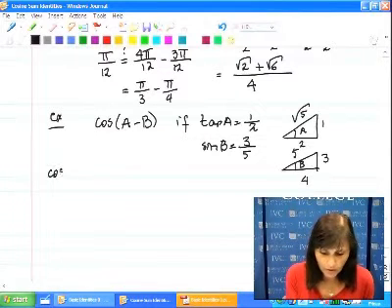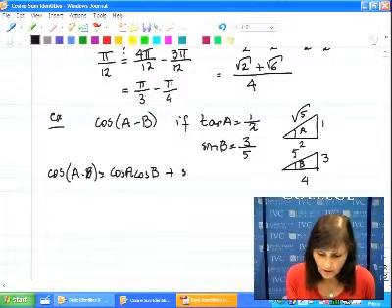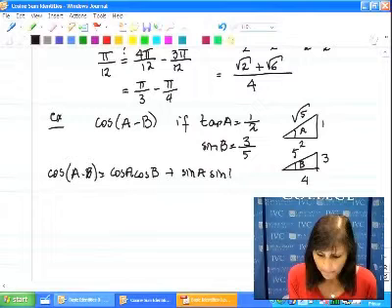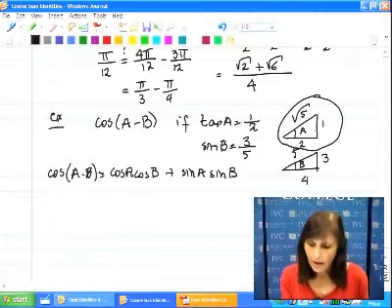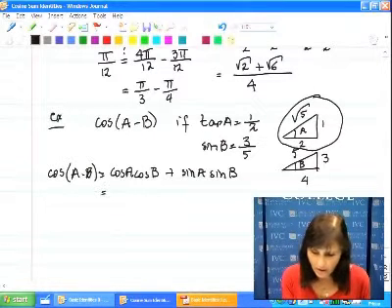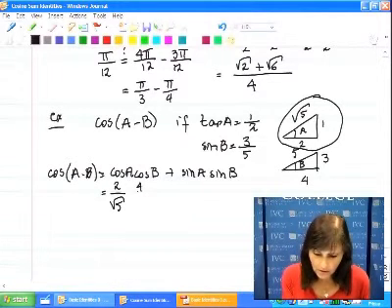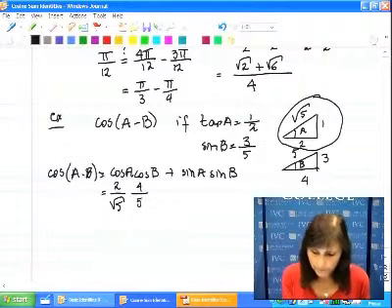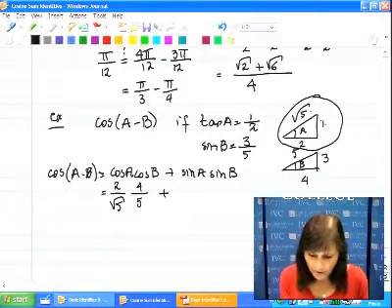So let's write what cosine A minus B is. That's cosine A, cosine B, plus sine A, sine B. And then you just use the triangles. For cosine A, this is adjacent over hypotenuse, so that is 2 over rad 5. Cosine B, that's adjacent over hypotenuse. Okay, and then sine A, it's opposite over hypotenuse. Sine B, opposite over hypotenuse.